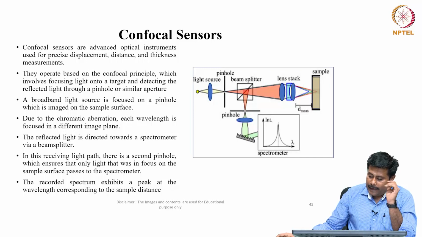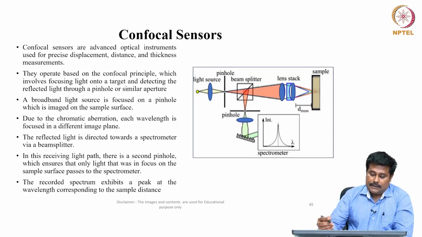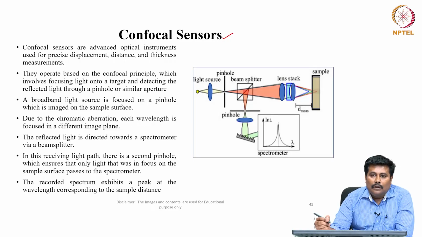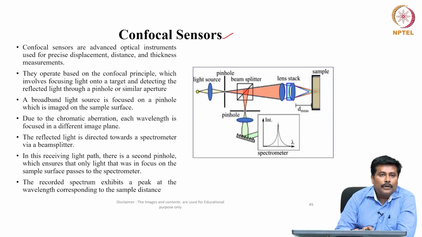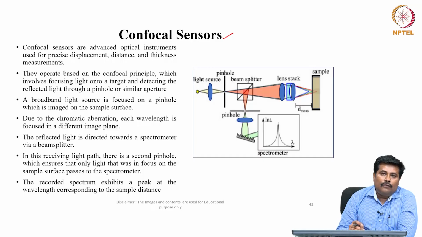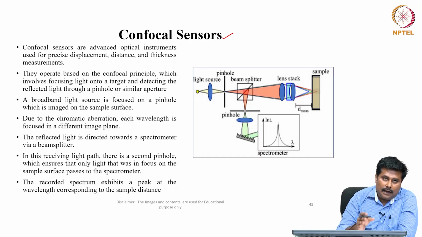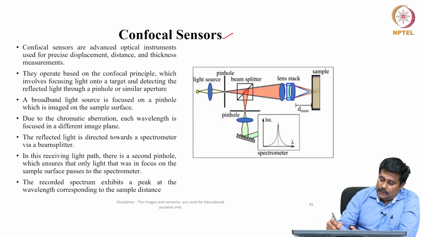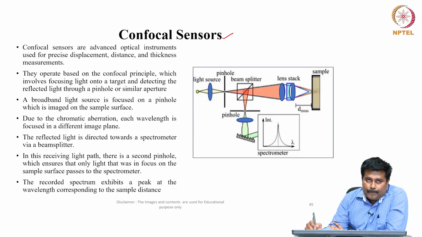So, the next important sensor is called the confocal sensor. These confocal sensors are advanced optical instruments used for precise displacement, distance and thickness measurement. They operate based on the confocal principle, which involves focusing light onto a target and detecting the reflected light through a pinhole or similar aperture. A broad light source is focused on a pinhole, which is imaged on the sample surface as shown over here. This is the overall construction of the confocal sensor.